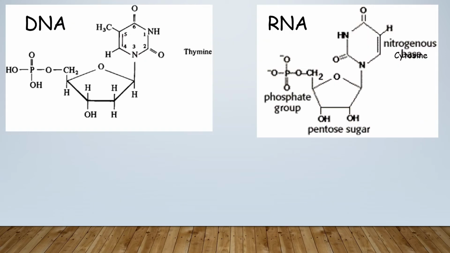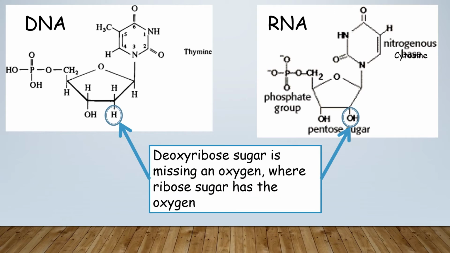Although this may have been discussed at National 5 level, it wasn't part of the course learning, but DNA is known as deoxyribose nucleic acid, and RNA as ribose nucleic acid. The difference is that the deoxyribose sugar in DNA is missing an oxygen, whereas ribose has the oxygen present. So that's another part of our differences in structure.